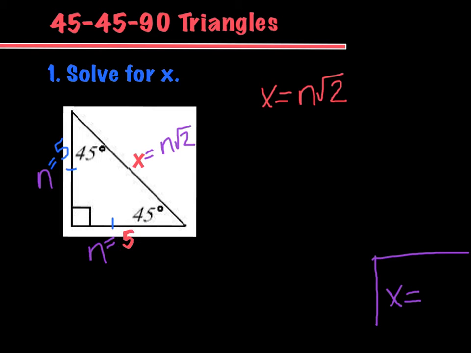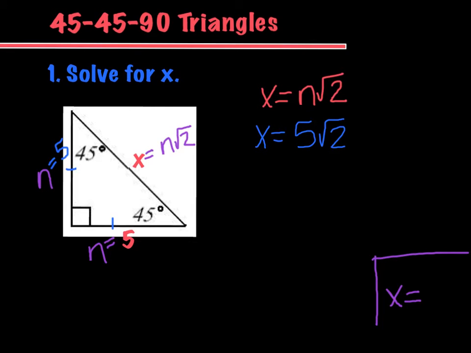So using our template, we know what needs to go right here, because this n is 5. And we're talking about the same n that's here. So we would just write that x equals 5 root 2.